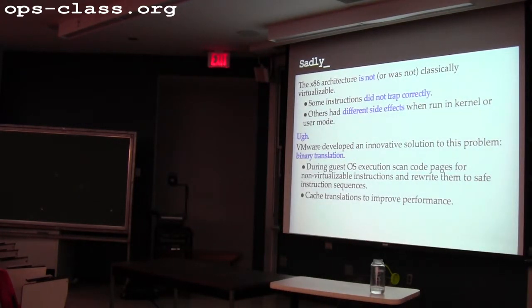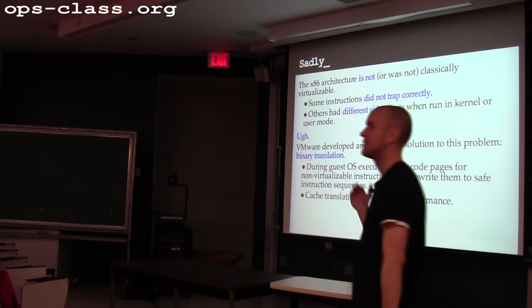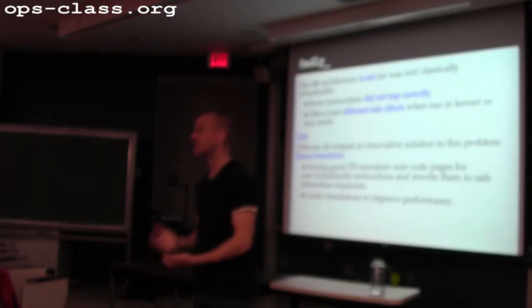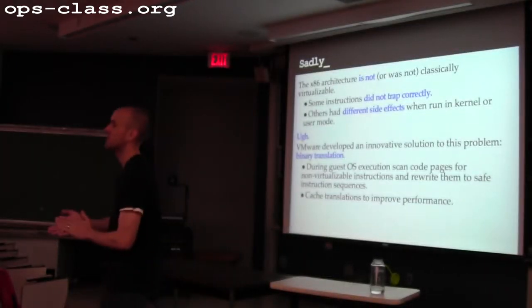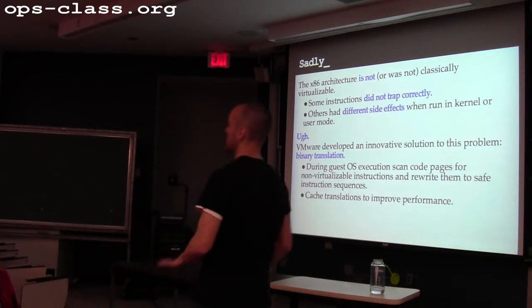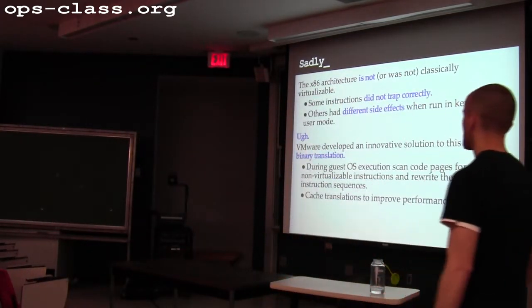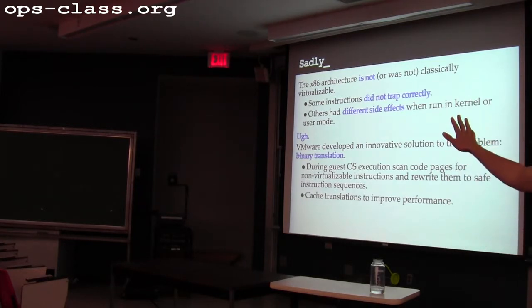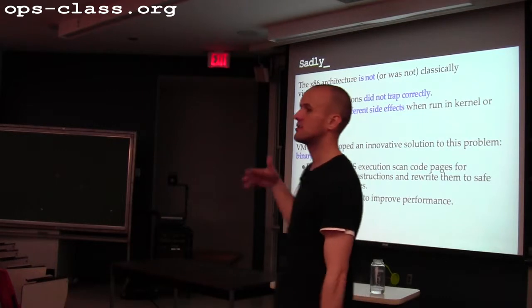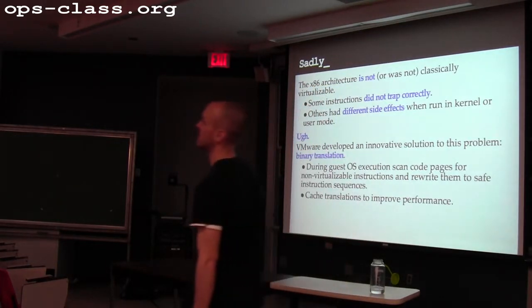And what VMware did to allow the x86 to be virtualizable, and I'm not going to get into too many details here, but there's a lot of information, actually. It's pretty cool. They've written some really nice papers about this, and they've got a lot of information up on their website. It's kind of neat to look at, especially if you're a low-level hardware person and you like this stuff. They came up with this clever solution to this problem. And what it involves is actually doing on-the-fly binary translation, right?